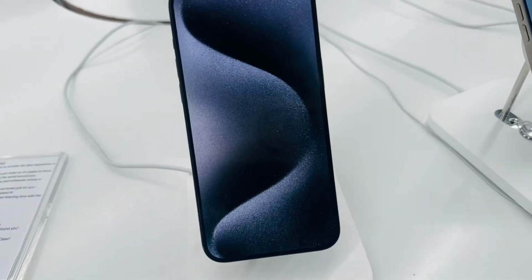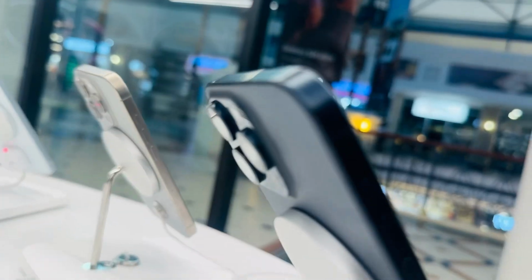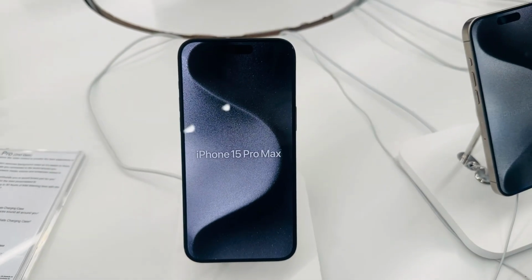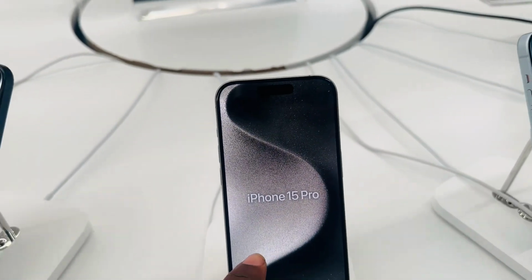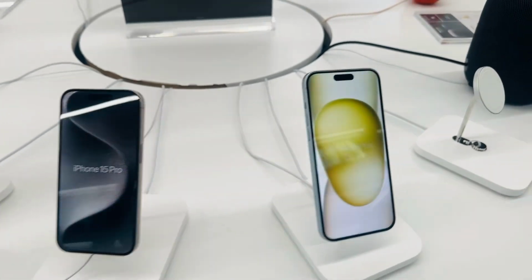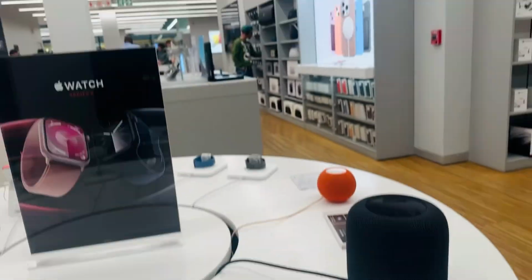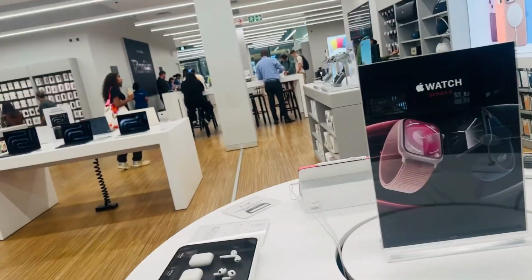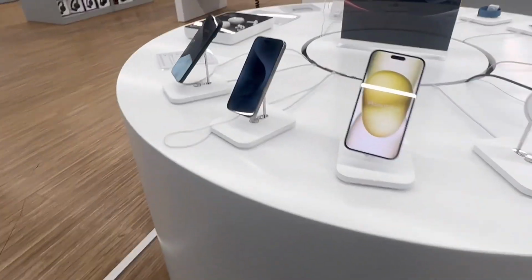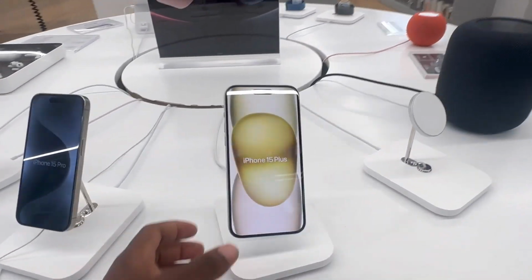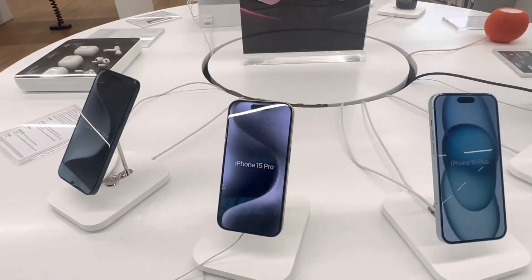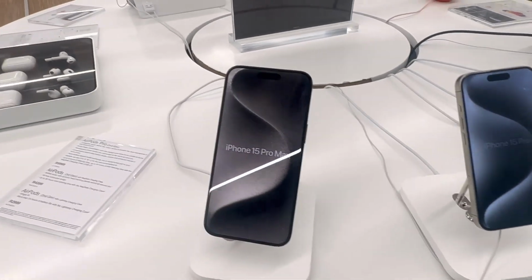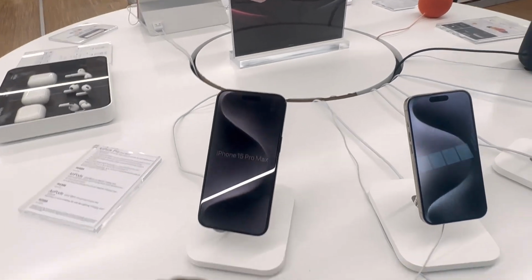So guys, I'm looking at the iPhone 15 Pro Max, which is this one. But guys, I'm so surprised. I can't see any difference from the iPhone 14 Pro Max. Almost everything is the same. There's nothing different.